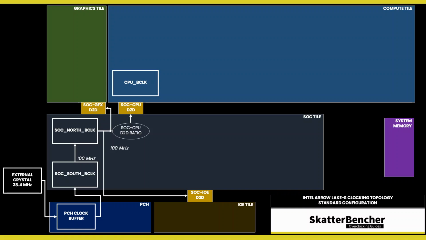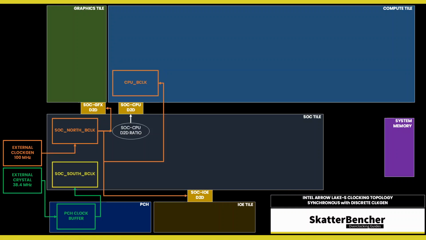The D2D reference clock frequency is generated internally by the SoC PLL, but it can also be clocked with an external clock generator, providing the reference clock for the SoC PLL. The reference clock is multiplied by the D2D ratio to achieve a final clock frequency. As I said, we can only adjust the SoC compute D2D frequency. The default ratio is 21x, which yields a 2.1 GHz operating frequency. The maximum configurable ratio is 40x.